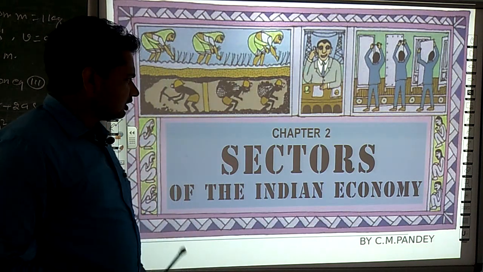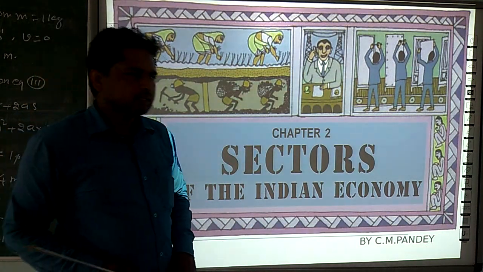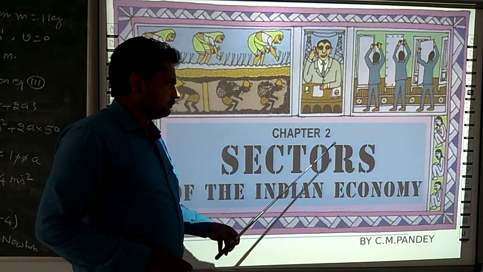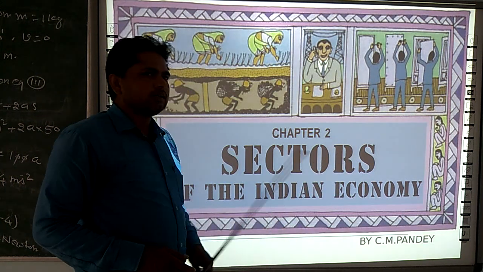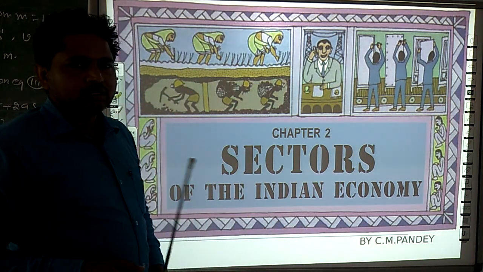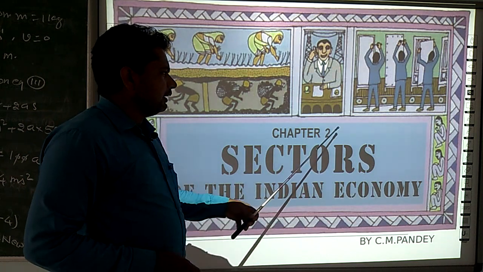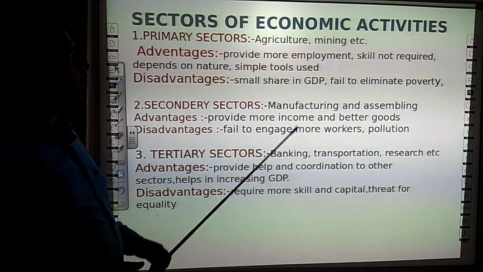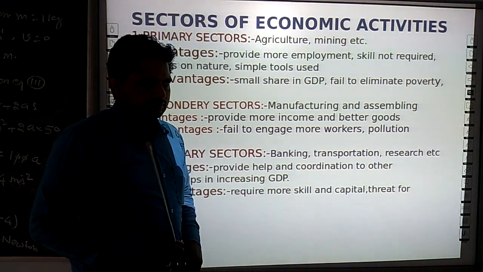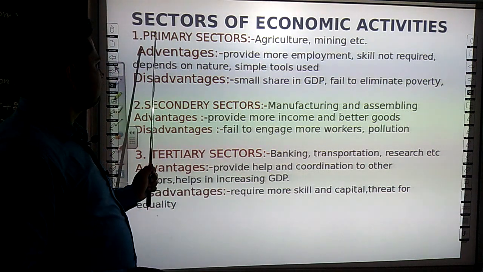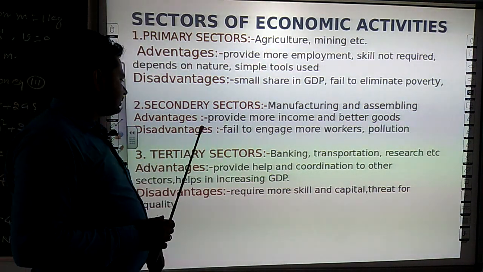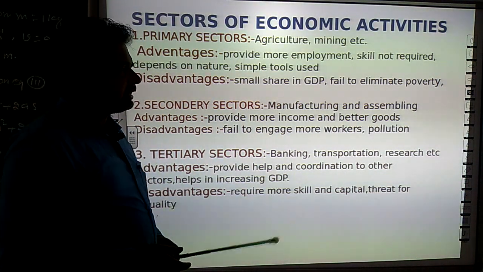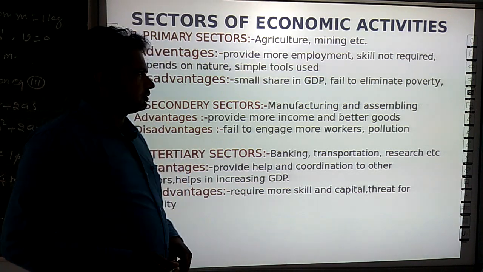Today we will discuss the second chapter of economics, that is, sectors of the Indian economy. Here we have to discuss the major points, the characteristics of India in the economic sphere. When we discuss economic activities, we get three sectors: the primary sector, the secondary sector and the tertiary sector. The entire economic activities get classified in these three groups.